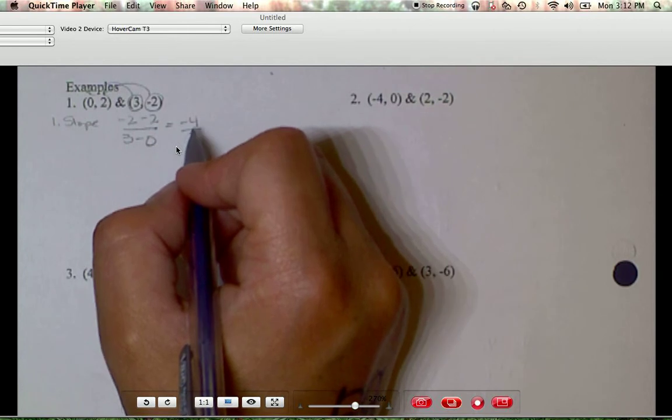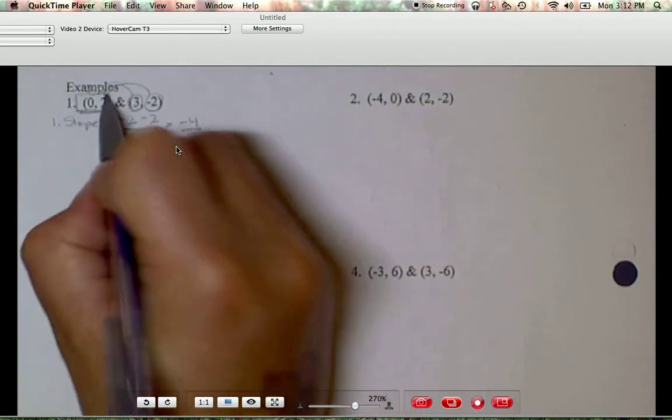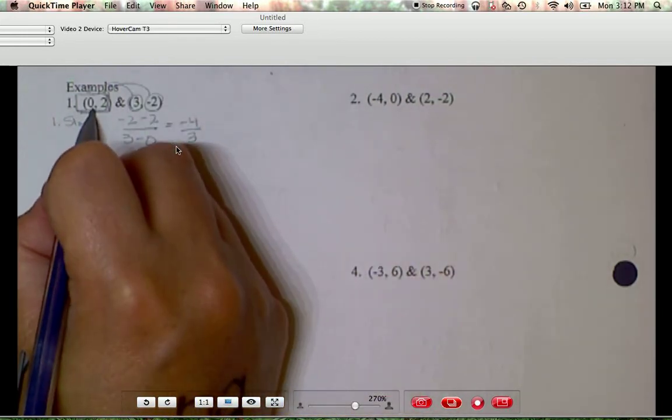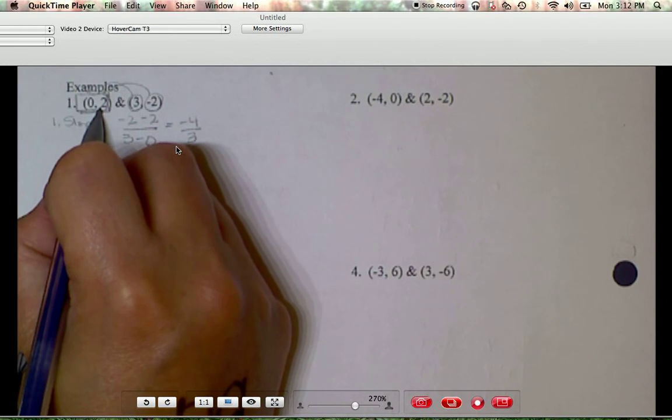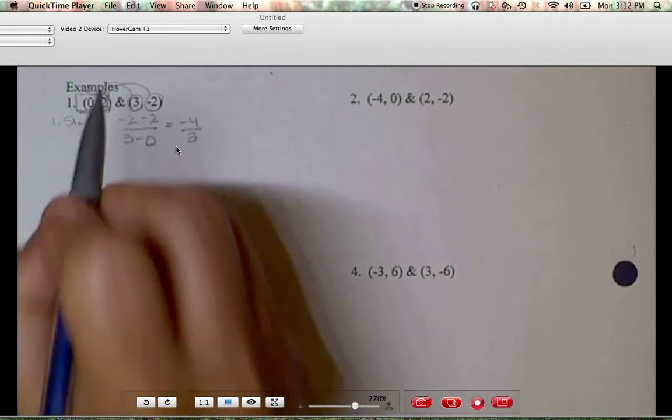Choosing a point here, anytime you have a 0, that means that will be a little easier to plug in because of the 0. So we're going to choose that one point, and I would highly suggest you circle the point that you're going to choose so you don't mix them up halfway in between. So circle the one you want to use.